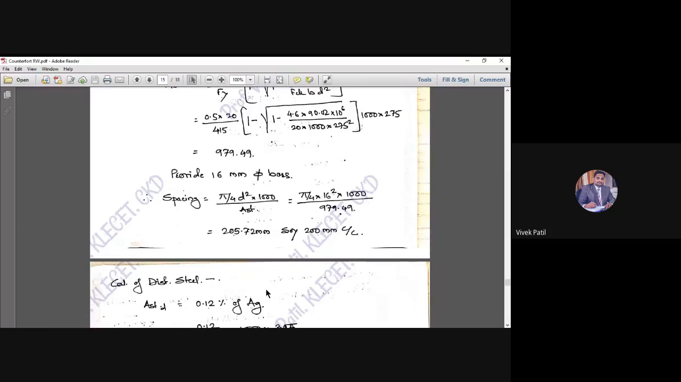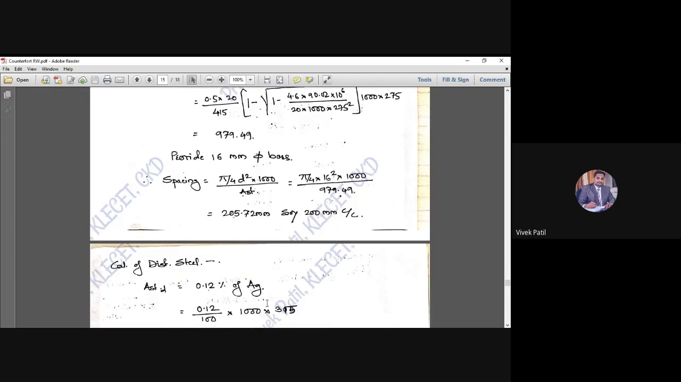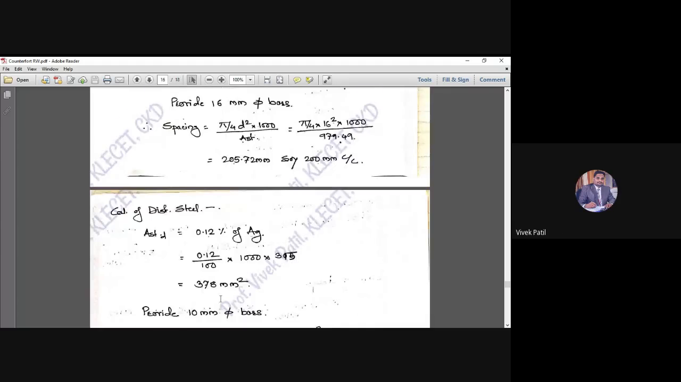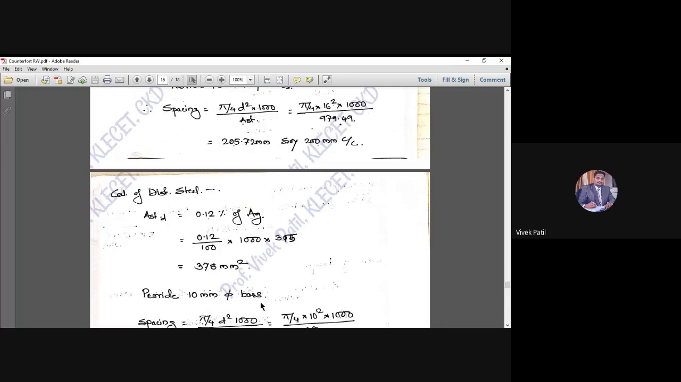So distribution steel, we know how to calculate it. It is 0.12% of Ag, that is the gross area. So it is 0.12 divided by 100 into 1000 into gross area. 315 is the depth. Just calculate what is the ASTD. 378, sir. So again, if I provide 10 mm 5 bars, what will be the spacing here?